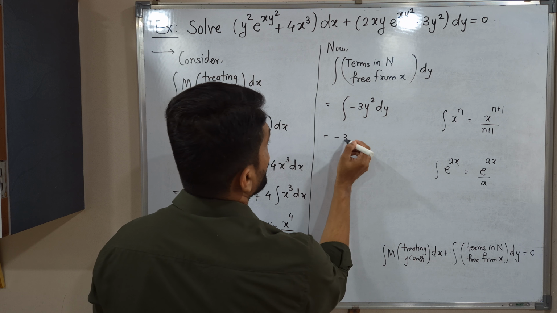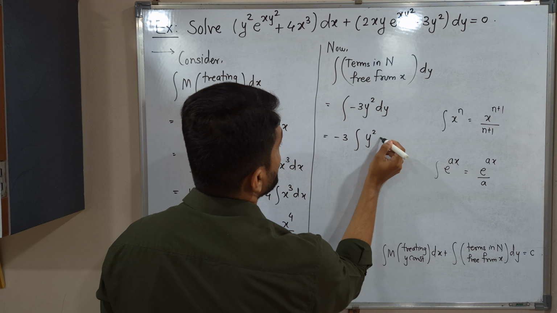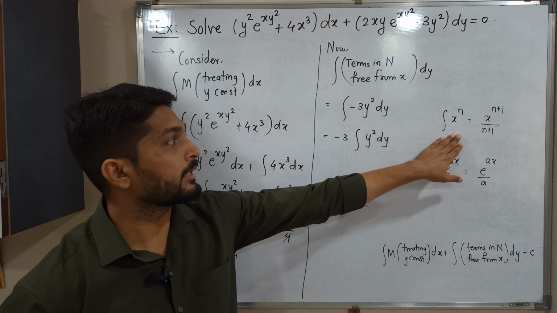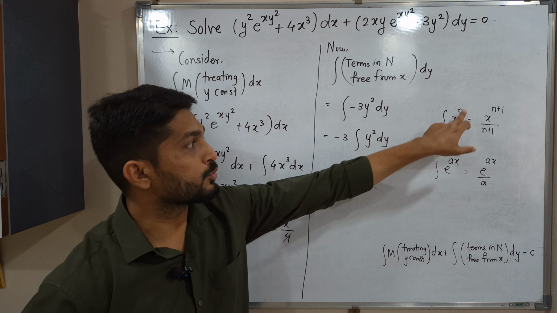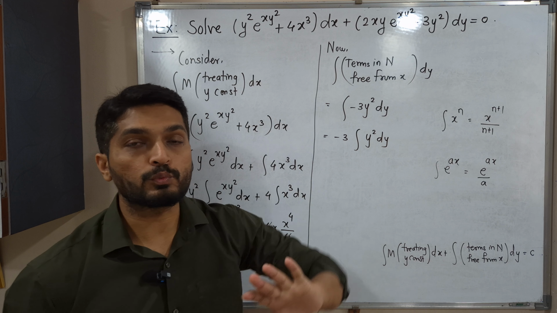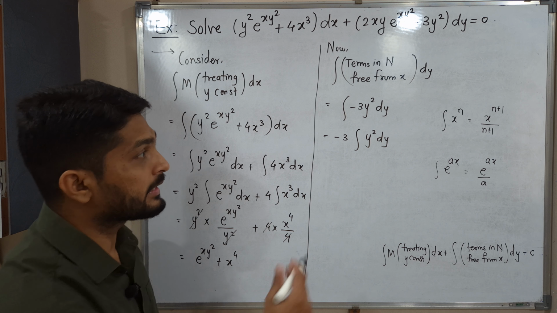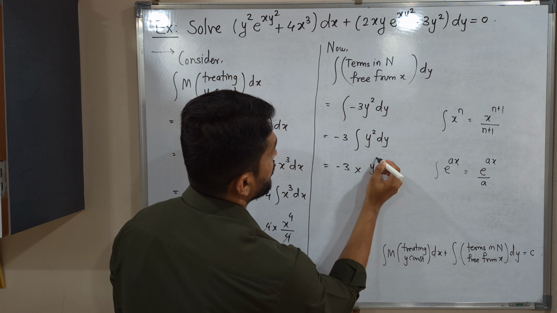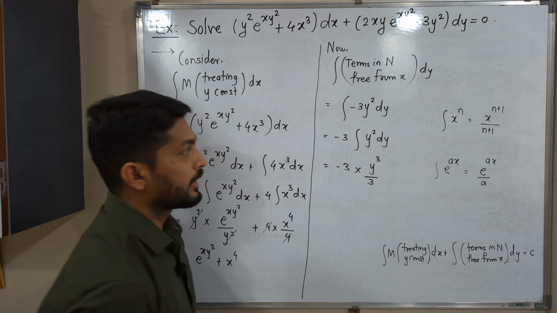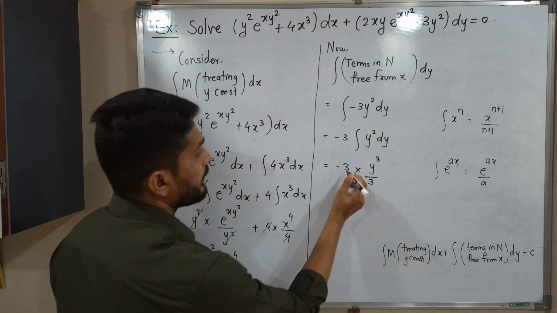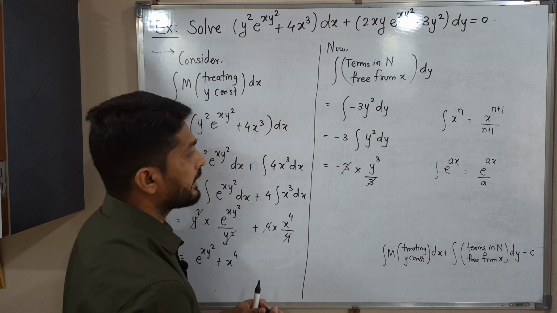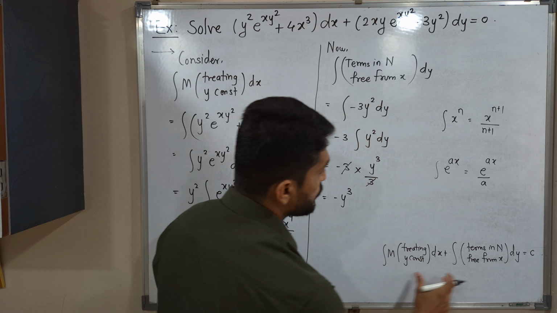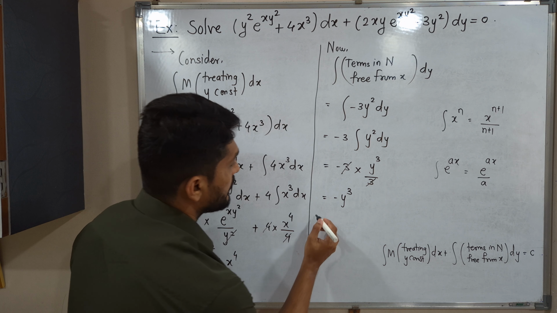So that minus 3 is a constant, it will come outside, and we will have y square dy. What is the integration of y square? I can apply the same formula again. If you have any power x raised to n, we write x raised to n plus 1 upon n plus 1. Whatever the power, we increase it by 1, and the same thing we write in the denominator. Minus 3, so integration will be y cube by 3. So 3 will get cancelled, and the answer will be minus y cube. So I got the values of both integrations.